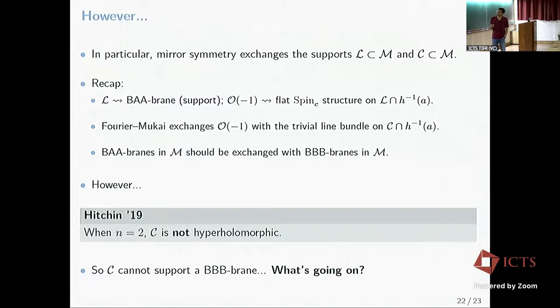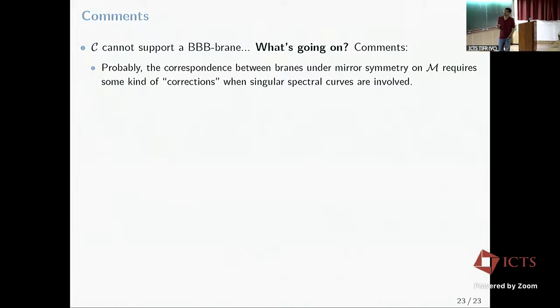And so just some comments, I'm almost finishing. Maybe the correspondence, I mean, this mirror symmetry has been tested many times, but on the smooth locus of the Hitchin map, so smooth spectral curves. Maybe some corrections, and I don't know what I mean by corrections, may need to be taken into account when singular curves appear.